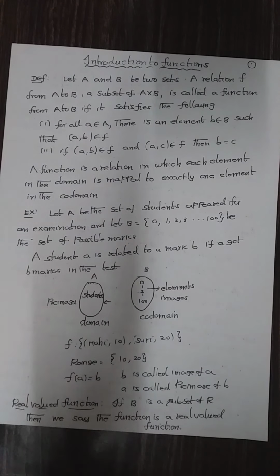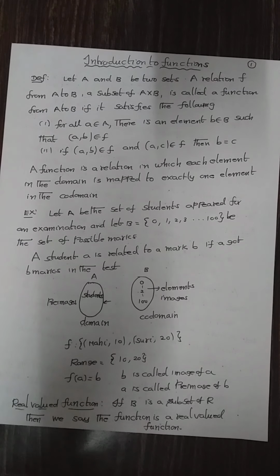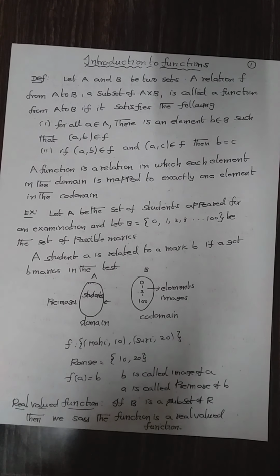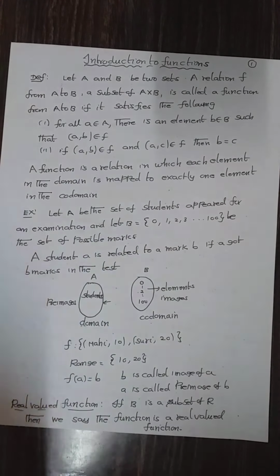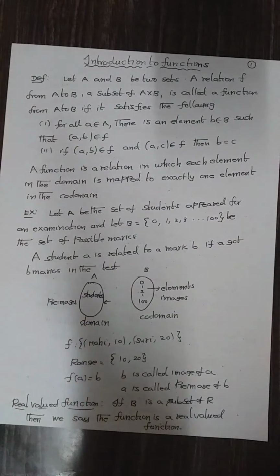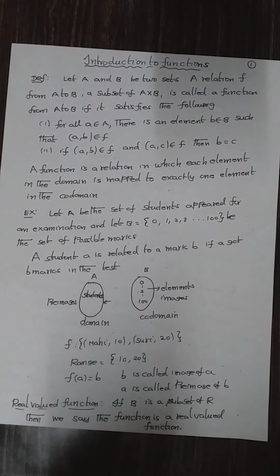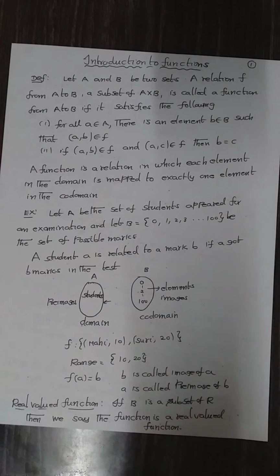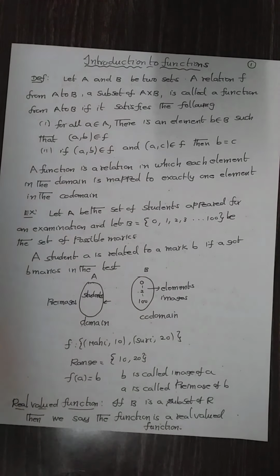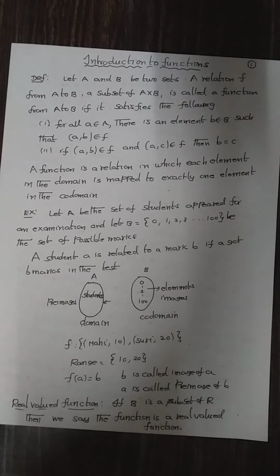Then you can ask me a question, sir, relation also is a subset of A cross B. But between relation and function a small difference is there. In a function, some conditions we have to satisfy, but in a relation you need not satisfy any conditions. Function is a special kind of relation. That's why all functions are relations, but all relations are not functions. Certain conditions you have to obey in functions. So the basic thing is every element in the domain should possess a unique image in the codomain.